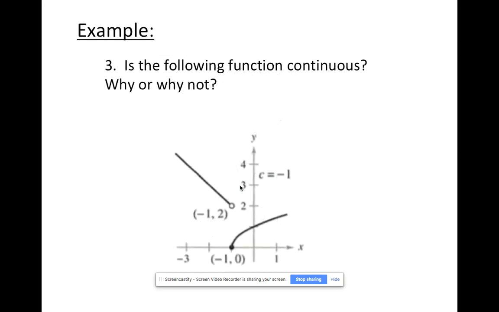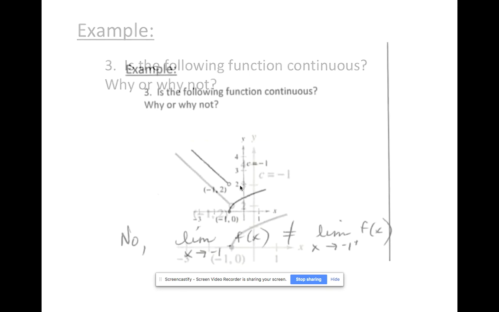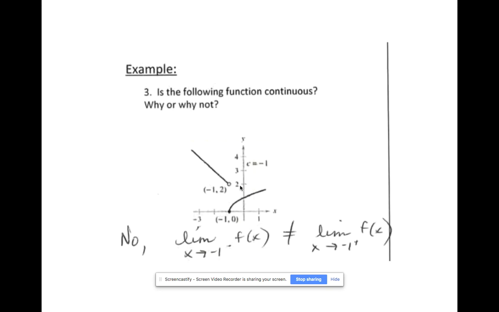Is the following function continuous? Why or why not? So we take a look at it and we can see that there is this jump in the function. The limit coming in from the left and the limit coming in from the right are not at all in the same spot. So no, this function is not continuous. And you'll see that I'm giving you a technical definition showing you that the limit at -1 coming in from the left is not the same as the limit at -1 coming in from the right.